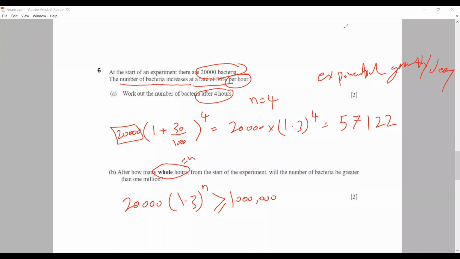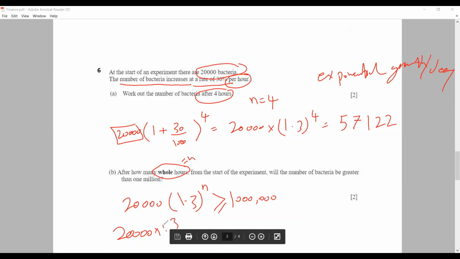So the question is, is that the only method that we can use here? Well, no, we can still solve this question by multiplying 20,000 by 1.3 with the help of our calculator. So each time you multiply 20,000 by 1.3, you add 1 to the number of hours.